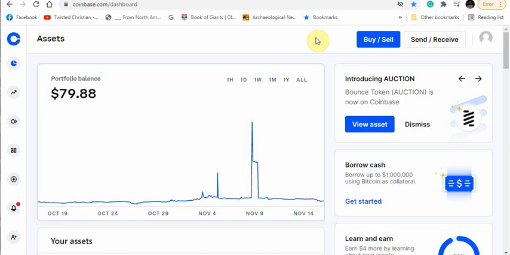So I'm just going to be showing you what I'm doing. I'm not a financial advisor. So we're going to go ahead and move forward.